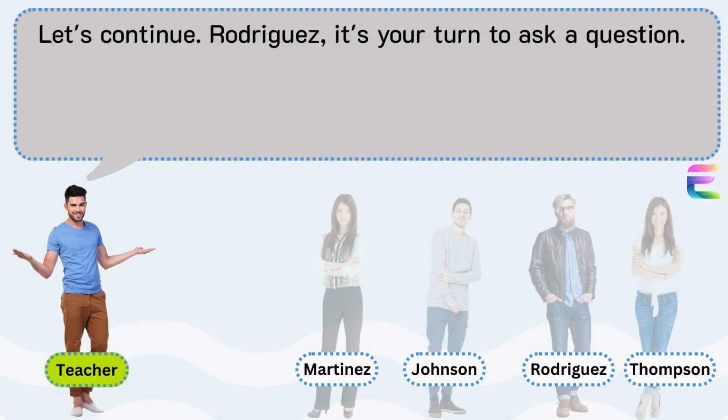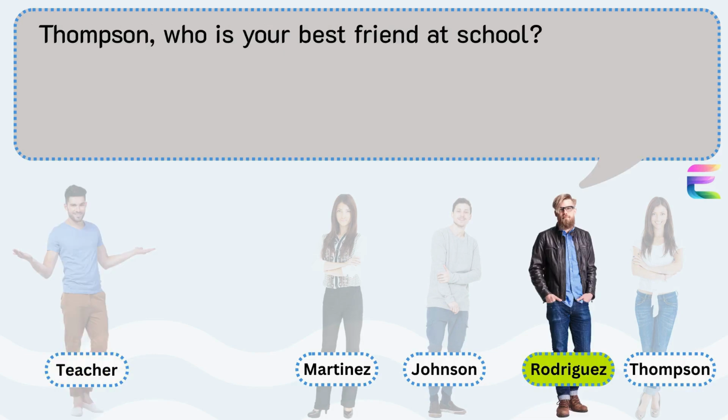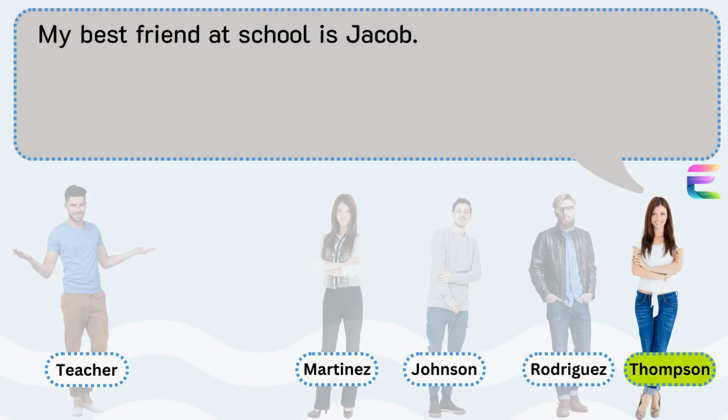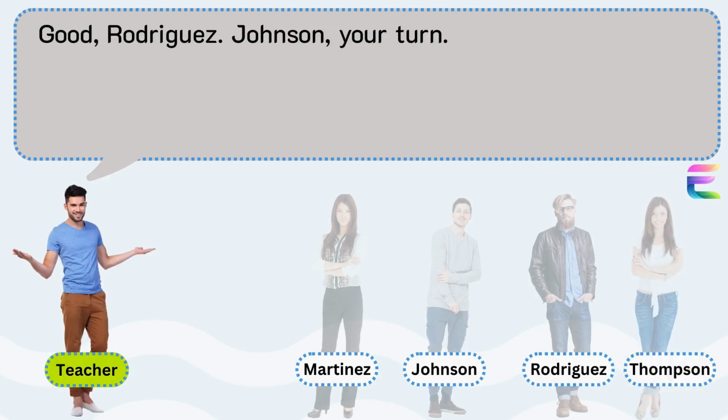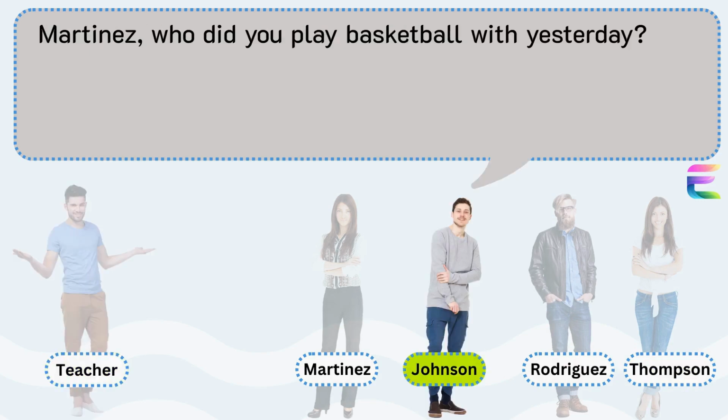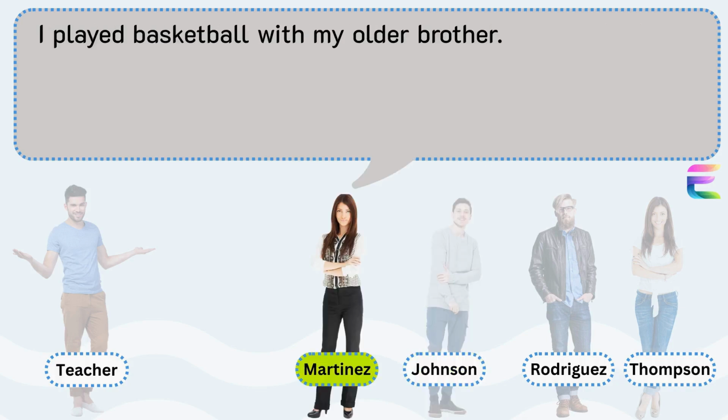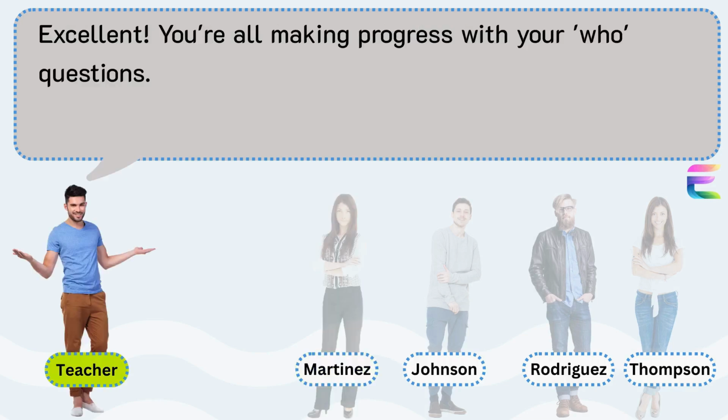Let's continue. Rodriguez, it's your turn to ask a question. Thompson, who is your best friend at school? My best friend at school is Jacob. Good, Rodriguez. Johnson, your turn. Martinez, who did you play basketball with yesterday? I played basketball with my older brother. Excellent. You're all making progress with your who questions.